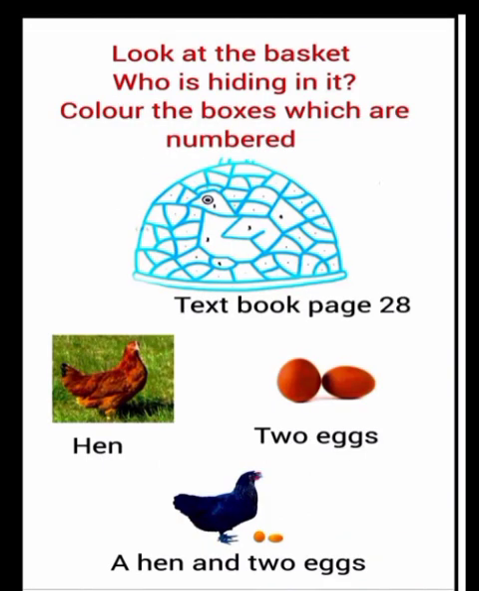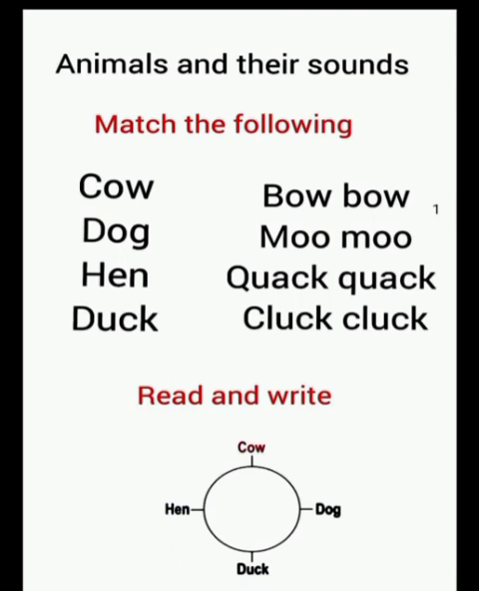We see there's a blue basket in our textbook. Then we identified who is hiding in it. We know that is a hen and 2 eggs. Read and write the names of animals we learned today.